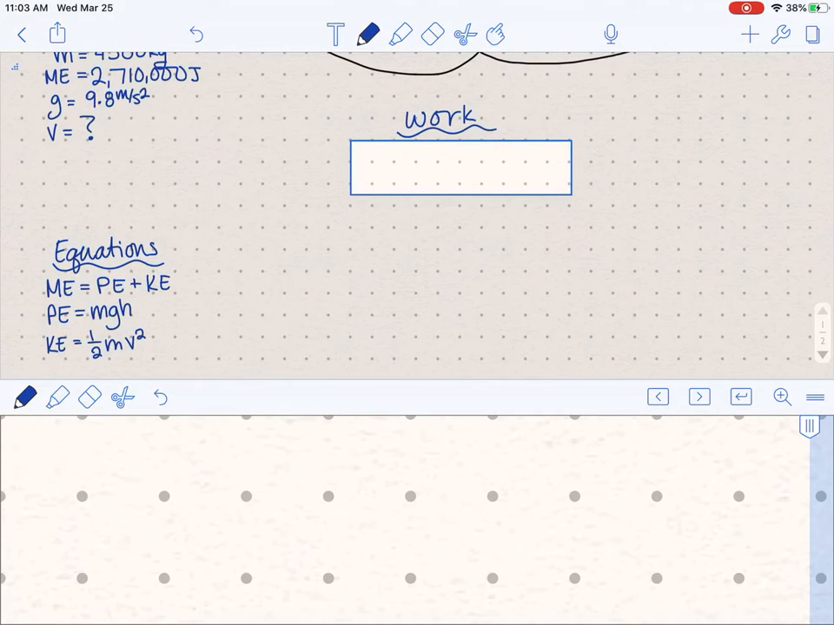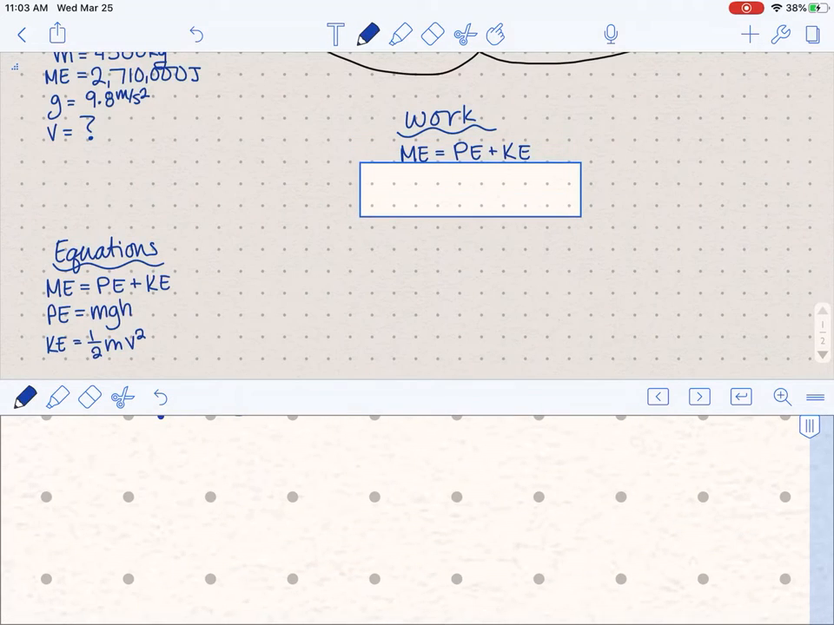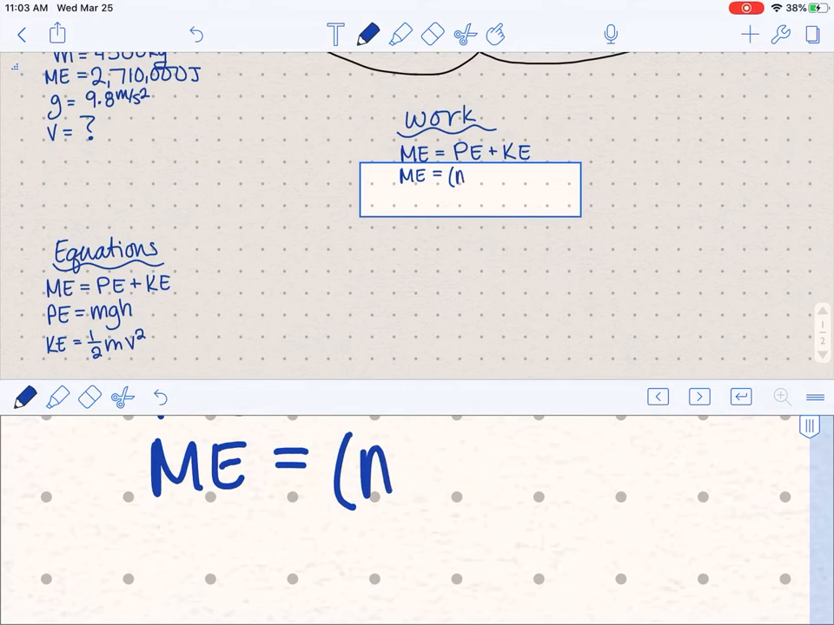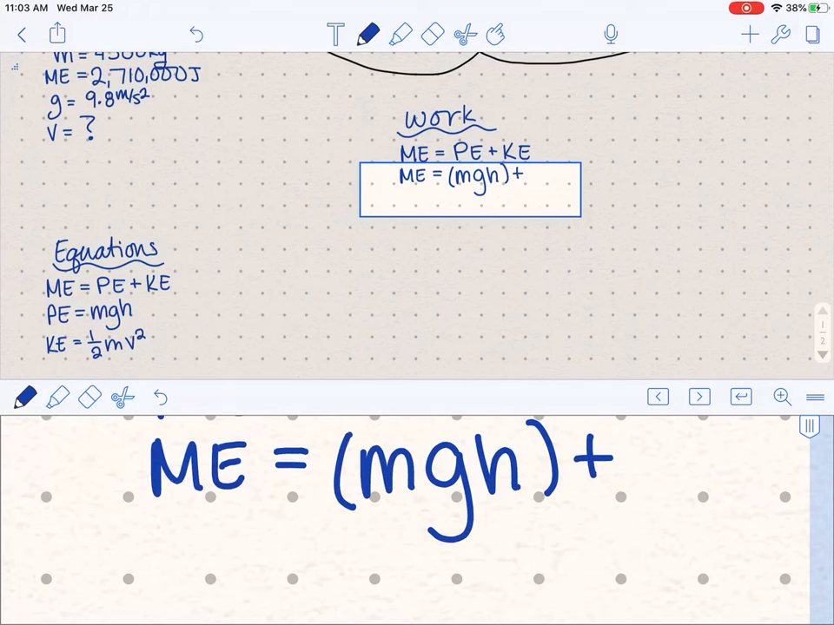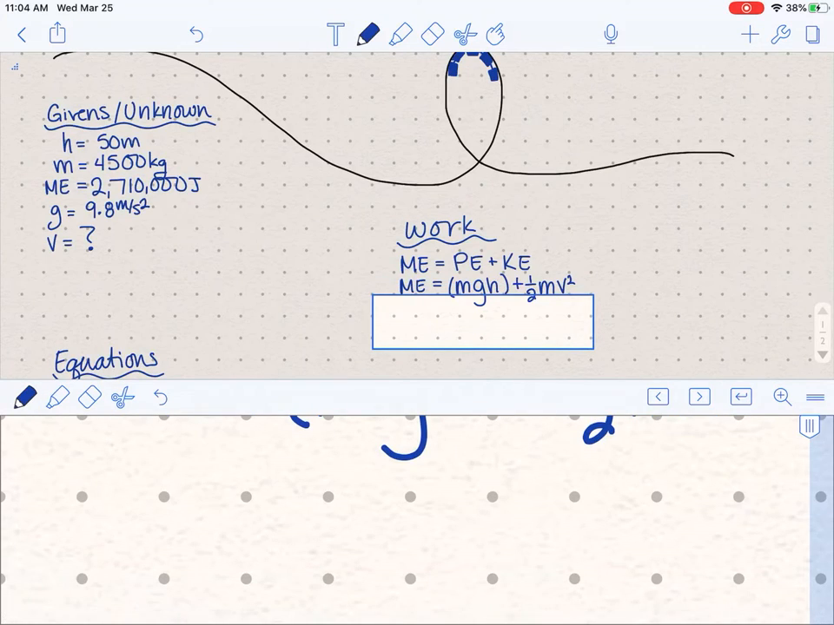All right. Then over where I'm going to show my work, I'm going to start off with my basic mechanical energy equation. But since I do not know my potential energy and my kinetic energy, I'm going to substitute in those equations. So I'm going to keep mechanical energy. But instead of potential energy, I'm going to say potential energy is mass times gravity times height. And instead of kinetic energy, I'm going to say that kinetic energy is 1/2 times mass times velocity squared. All right, so now I've got my equation and I'm ready to start plugging in some variables.